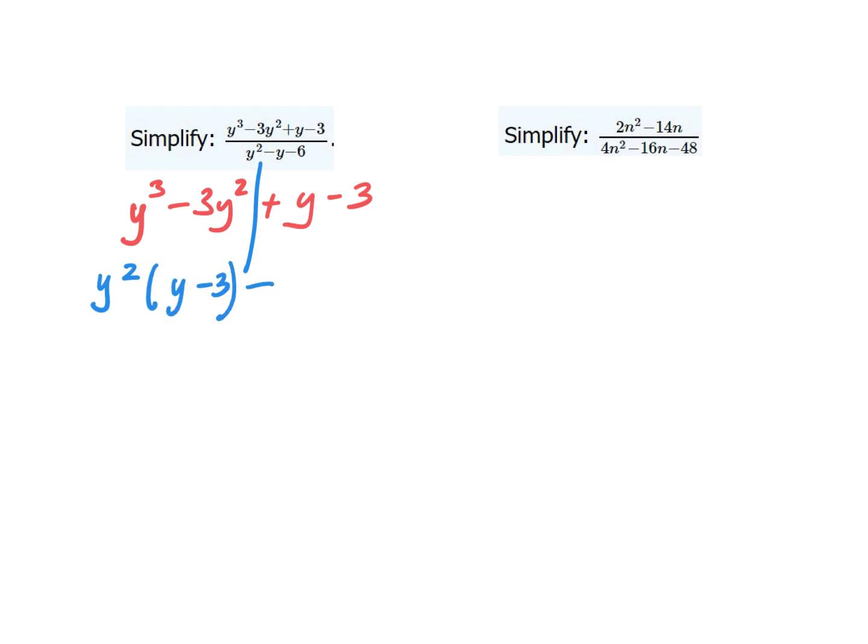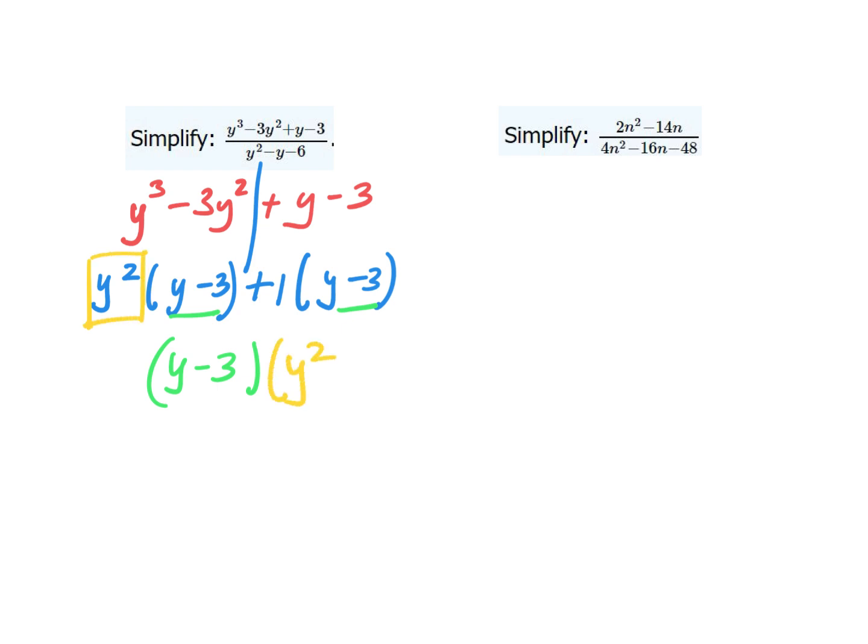Look at the second group, determine what the greatest common factor is, and also whether it's positive or negative, and then divide that out. And then what we should have is this common factor here, y minus 3. And then our other factor we create by pulling together our greatest common factors from group 1, y squared, and group 2, plus 1. So what we have here, this is now going to become our numerator.